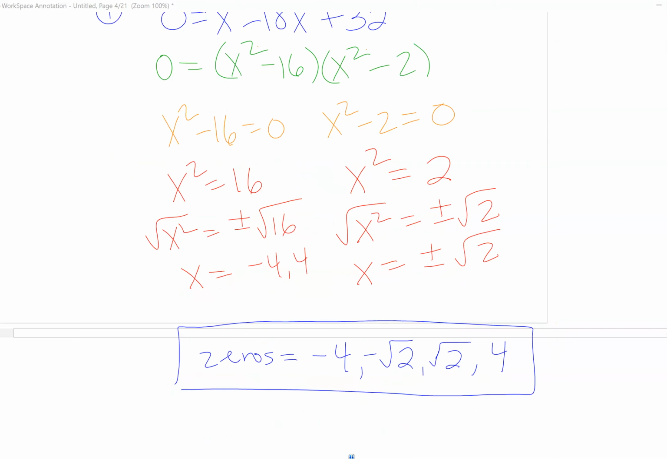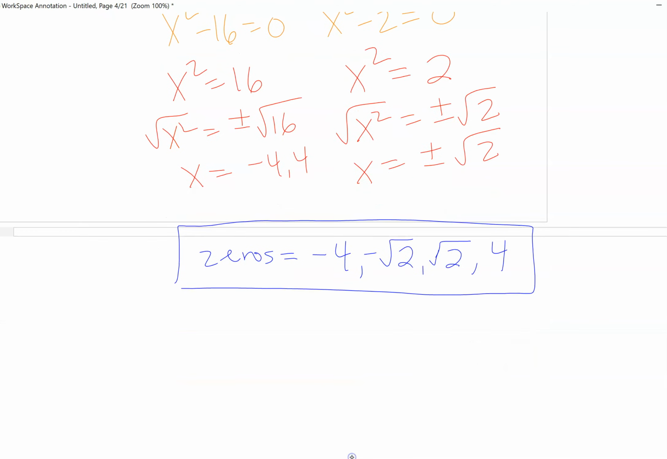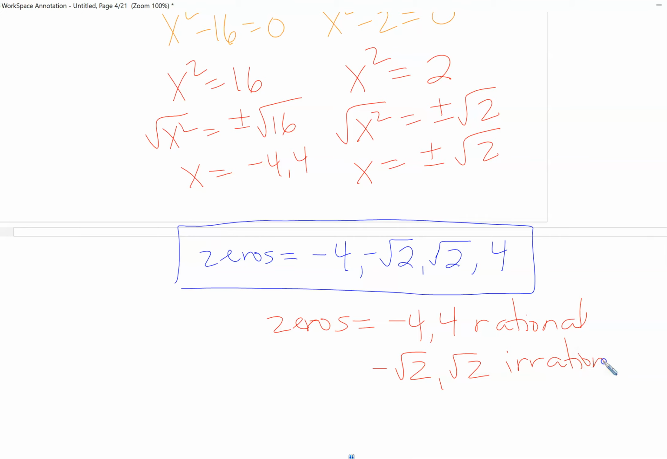So here what we're looking at with these. So we need to realize here, for identifying purposes, that -4 and 4 are both rational, and -2 and +2 are both irrational. So sorry about that.